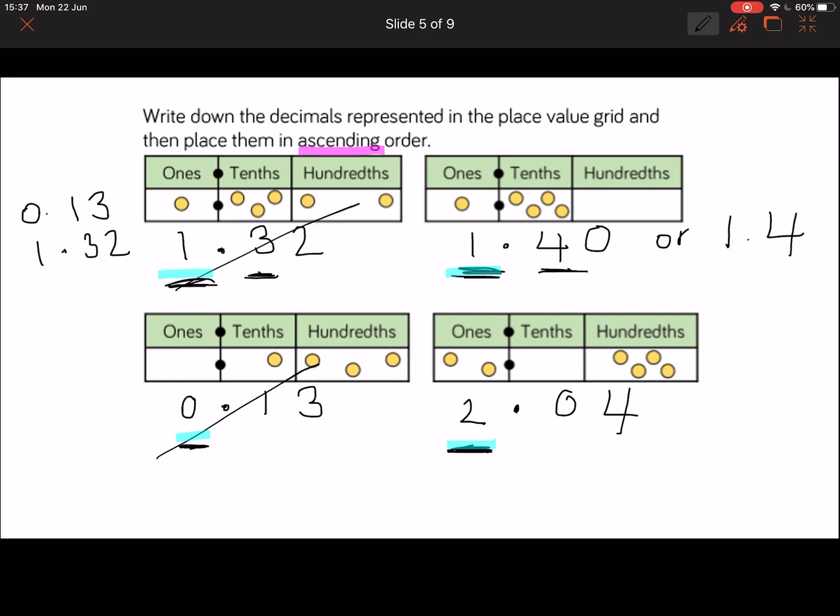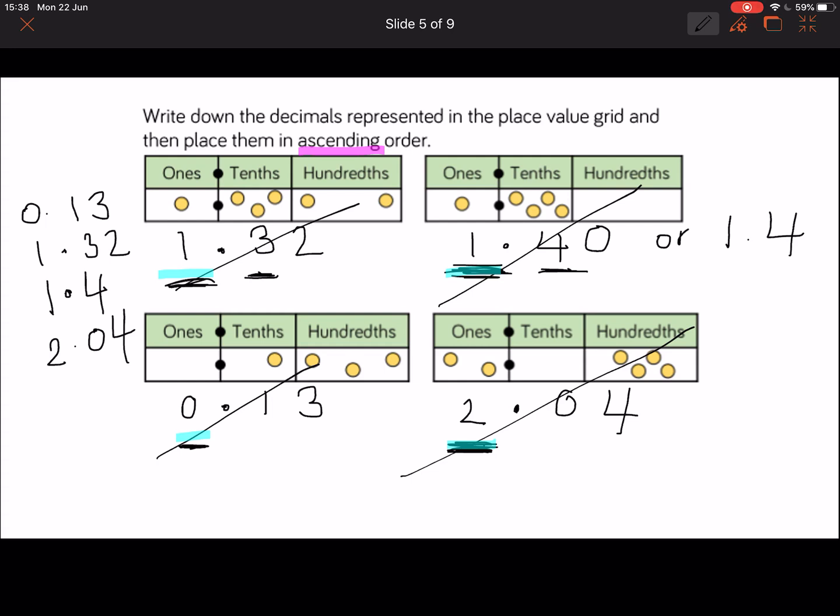What will come next? Well, I know this one starts with a 2, this one starts with a 1. It can only be 1.4. And finally, that leaves us with the biggest number being 2.04. So we are going from the smallest to the biggest. We are going in ascending order.